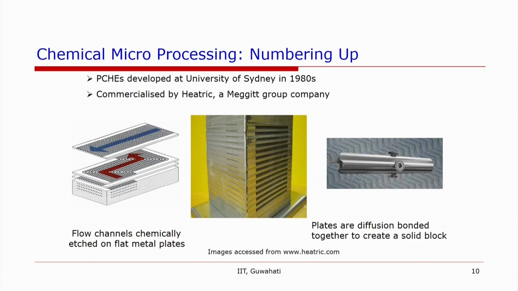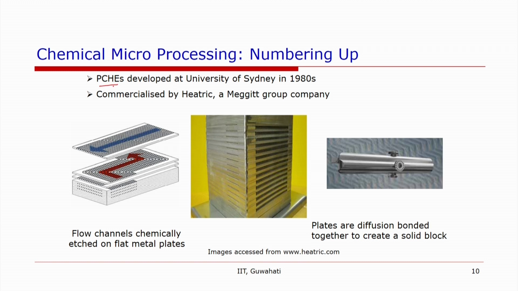So one of the issues that often comes up when one is looking at using microreactors in chemical processing is how to scale up. As I have discussed quite a few times during the course, this scaling up is achieved by numbering up. One example is printed circuit heat exchangers, which were developed at the University of Sydney in the 1980s, and then commercialized by Heatric, which is now part of a mega aerospace company.